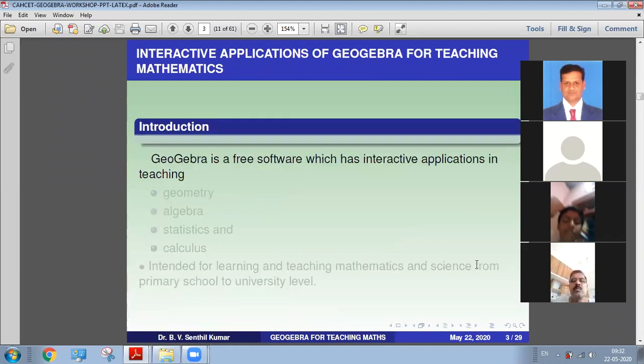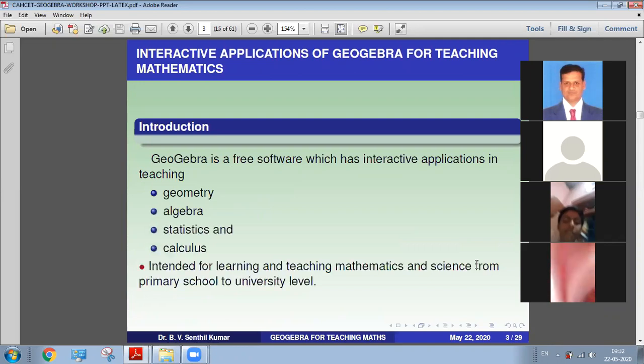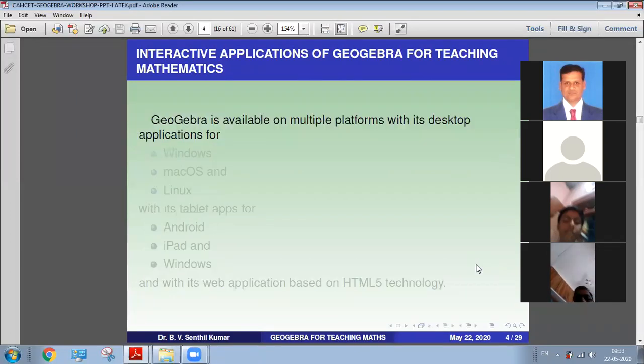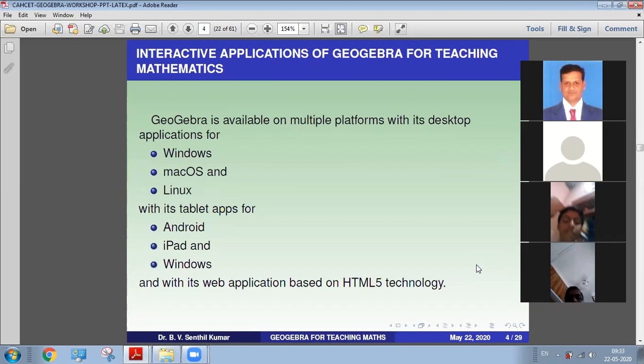GeoGebra is a free software which has interactive applications in teaching geometry, algebra, statistics, and calculus. It is intended for learning and teaching mathematics and science from primary school to university level. GeoGebra is also available on various platforms with its desktop applications for Windows, Mac OS, and Linux, with its tablet apps for Android, iPad, and Windows, and with its web application based on HTML5 technology.